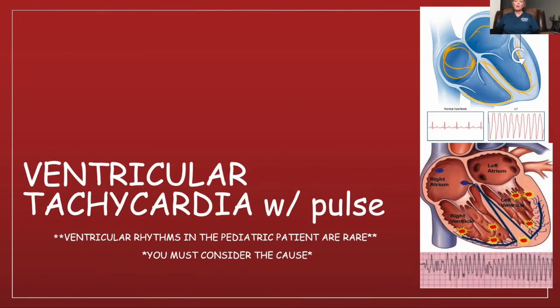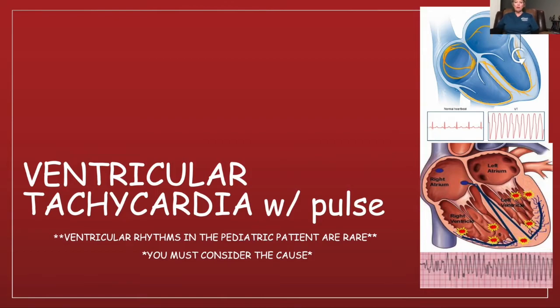Okay, so let's talk about ventricular tachycardia with a pulse. The main take-home message here is this is very rare in the pediatric patient. If you have a patient who presents in ventricular tachycardia with a pulse, you must understand and get to the reason why very rapidly. Because if this is, for instance, a toxidrome, how you treat it is going to be different. And kids, if they happen to be stable, won't stay stable long. So you really need to figure out why they're in ventricular tachycardia.